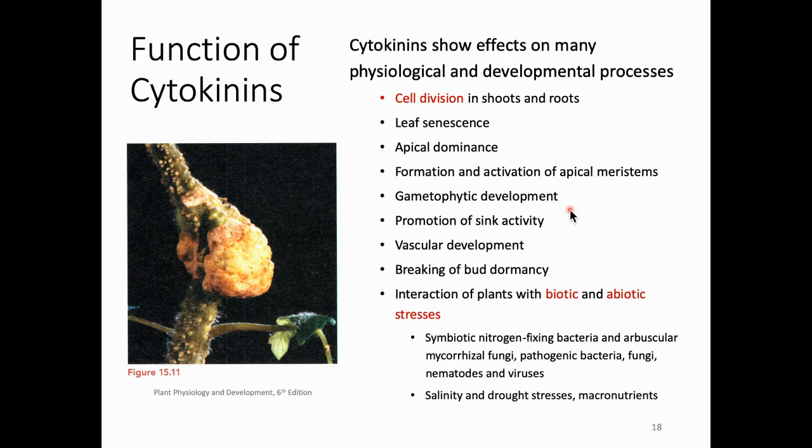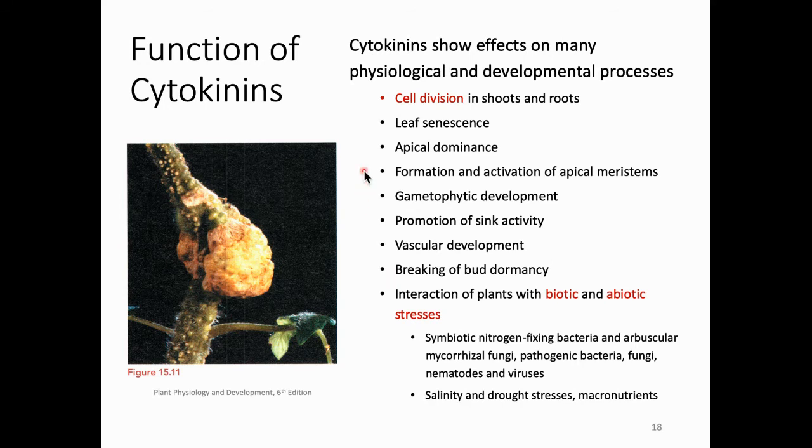Source is wherever the sugar is produced, more like the leaves that can do photosynthesis, and the product of photosynthesis is sugar. It is the source that the sugar can travel from to the sink tissue, where it cannot do photosynthesis and cannot make its own food. The next function of cytokinin is about vascular development, similar to auxin, breaking of bud dormancy.